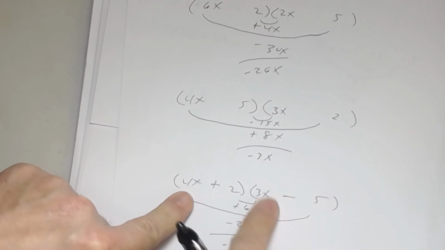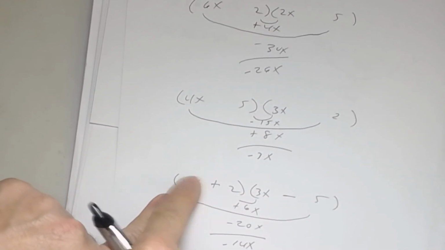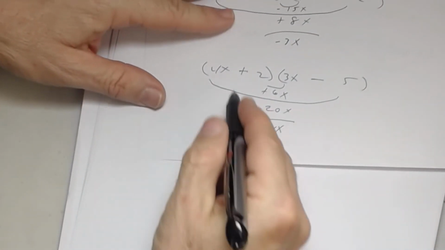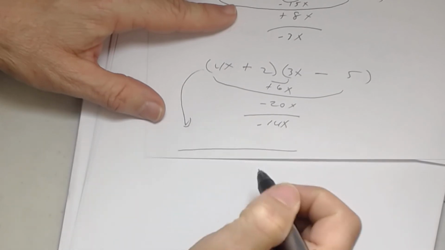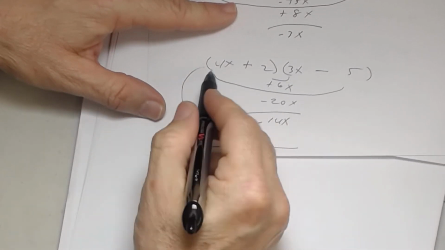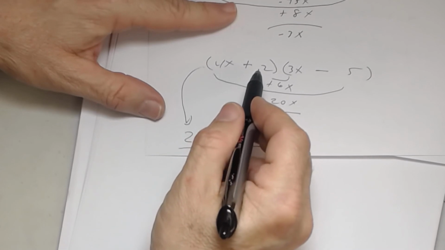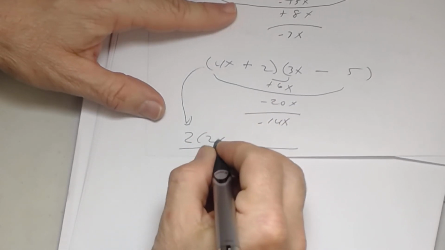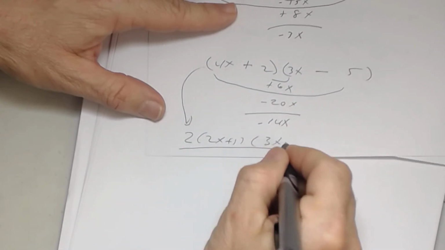This is prime. GCF is what? 1. This is not. What's the GCF? 2. So that means I can take out a 2. So the answer is going to be 2 times what? 2x plus 1. Good. Times 3x minus 5.